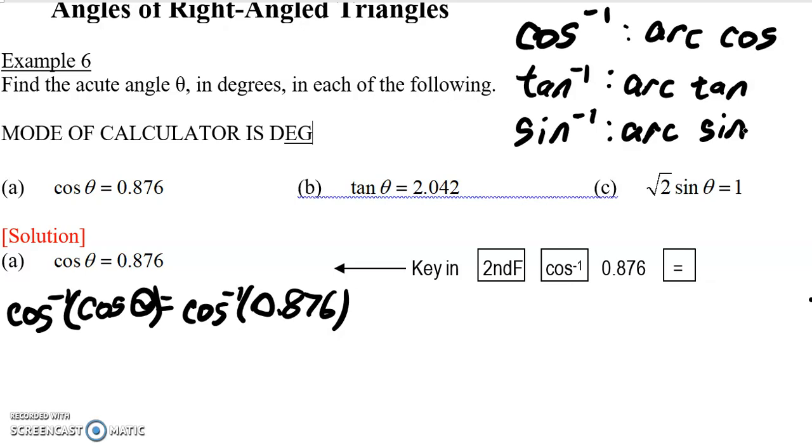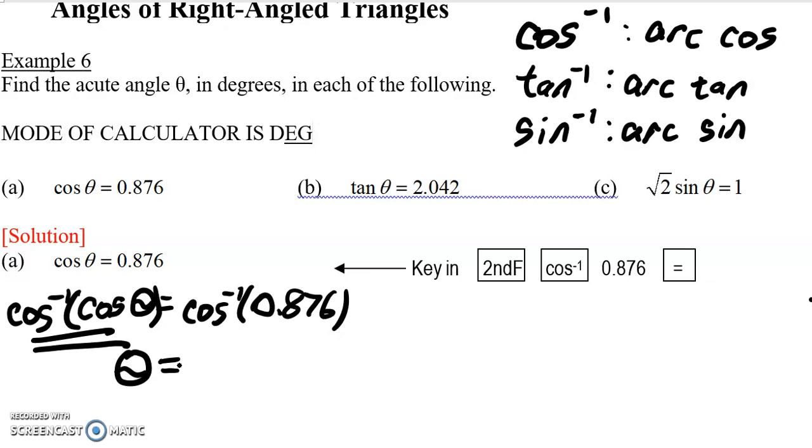Okay, so looking at this now, the left hand side, back to this part. The arc cosine and the cosine will neutralize each other, and as a result, our left hand side will now be just theta. On the right hand side, we have arc cosine of 0.876. Now, how do we get this function? Okay, simple. Go to your calculator.